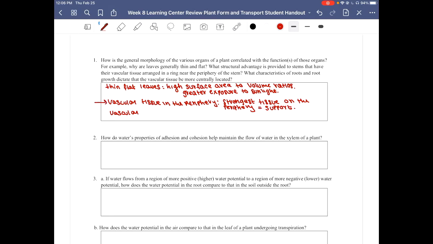So I'm just going to write down that this is for the stem and this is going to be for the roots. Okay. Any questions on that first part?